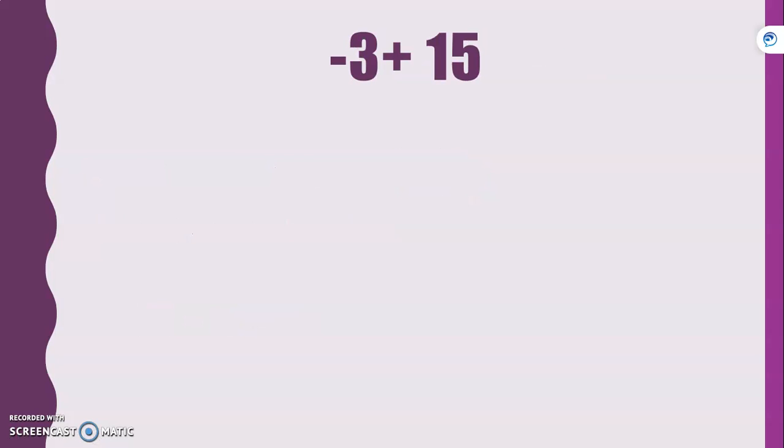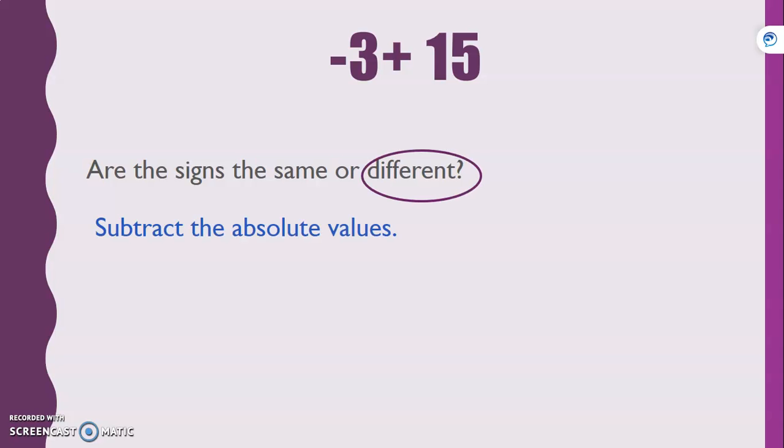Negative 3 plus 15. Are the signs the same or different? Different. So I subtract the absolute values. So we're going to subtract them like they're positive. 15 minus 3 equals 12. Now I determine the sign for the solution. So negative 3 is 3 spaces from 0. 15 is 15 spaces from 0. So since 15 is the greatest absolute value, my solution is going to be positive 12.